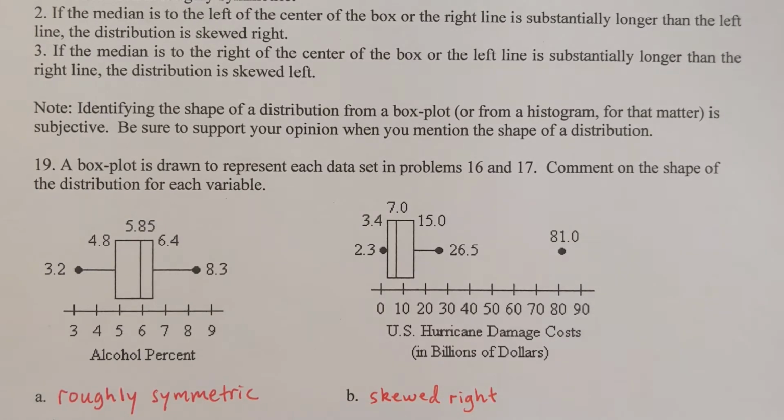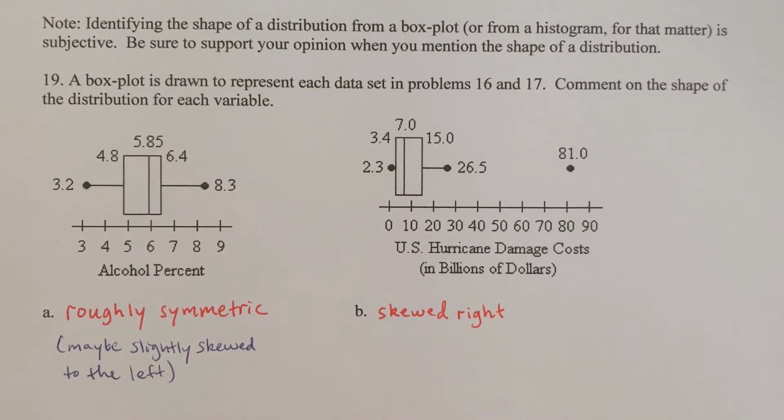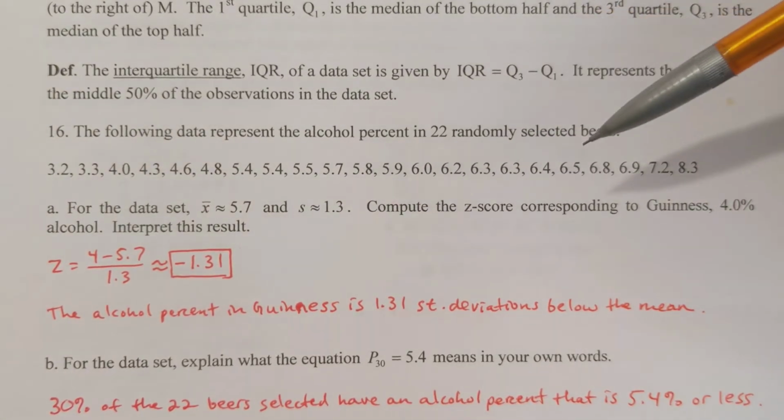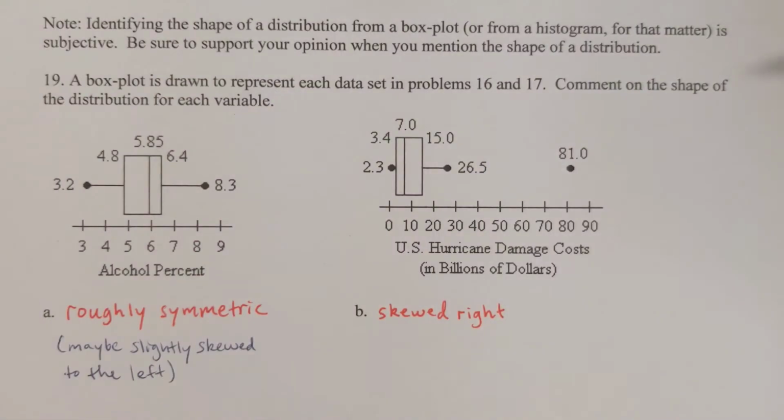Okay, so let's look at problem 19. Where it says a box plot is drawn to represent each data set in problem 16 and 17. Okay, so we're going to comment on the shape of the distribution. Well, let's see here. So the first one, problem 16, is where we're looking at the alcohol percent levels in the 22 randomly selected beers. Okay, so I made a box plot.